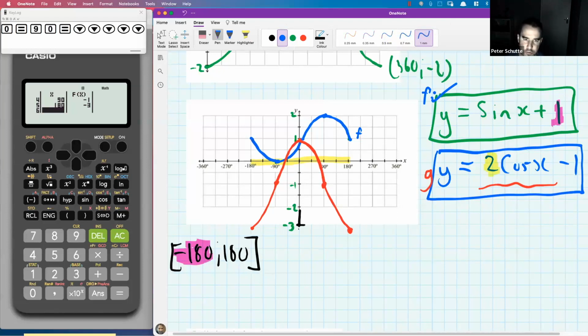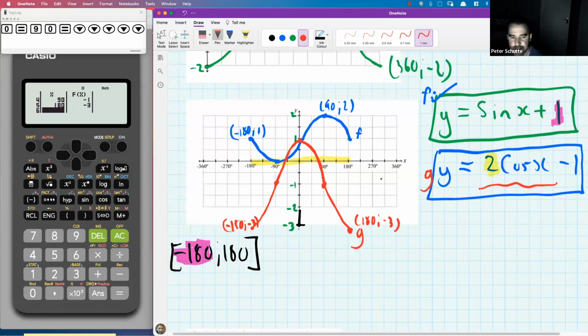And let's put our labels in now, because often in exams it is important. So that point is an endpoint. That's minus 3. This point is, what's this one? This is 180, minus 3, and that's about it.